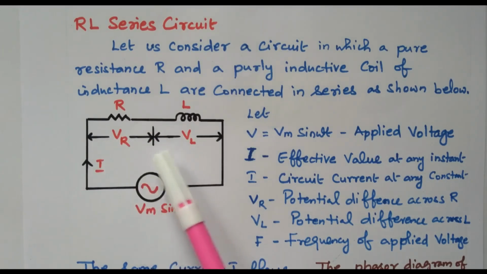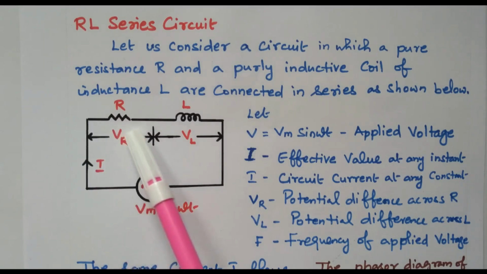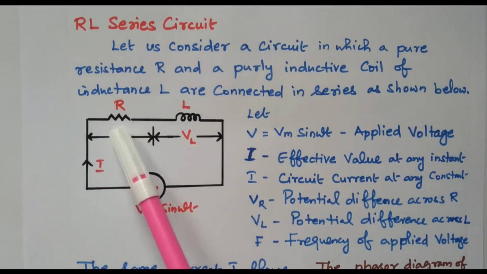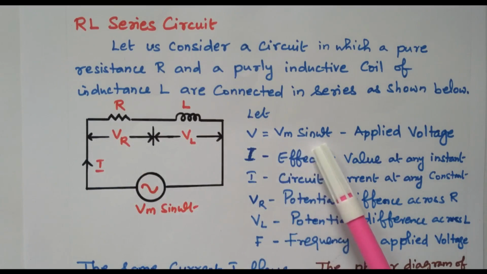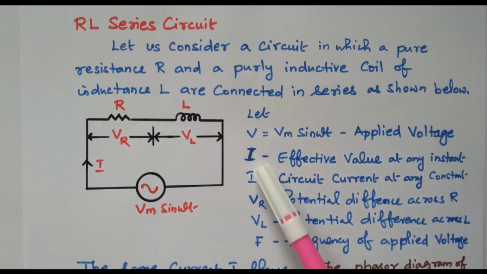So in this RL series circuit, R and L are connected in series, energized by the AC supply voltage. It's a current I. Because of the series circuit, the same current is flowing through R as well as L. Now we'll consider V equal to Vm sin omega t as the applied voltage. Capital I is the effective value, and small i is the circuit current at any instant. VR is the potential difference across the resistor R. VL is the potential difference across the inductor L. f is the frequency of the applied voltage. Right? Now we'll go to the analysis.